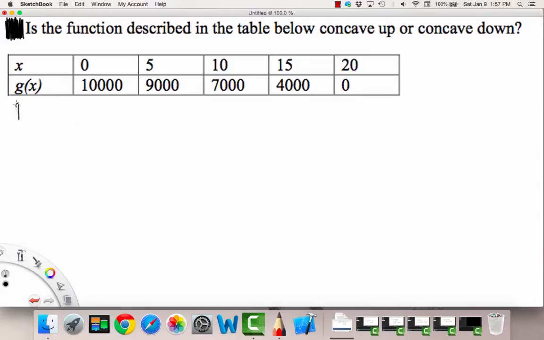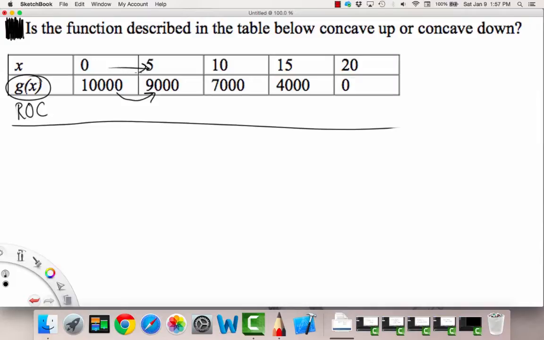So the way we do that is I'm just going to add another little row onto our table here. Okay, so rate of change is the next one. And what you do is you study between each of the points that were given from our table, how did the value of the function, in this case g of x, change going from x equals 0 to x equals 5? Because we're always moving left to right. So from 0 to 5, our g of x went from 10,000 to 9,000. So our rate of change on that little mini jump was negative 1,000.